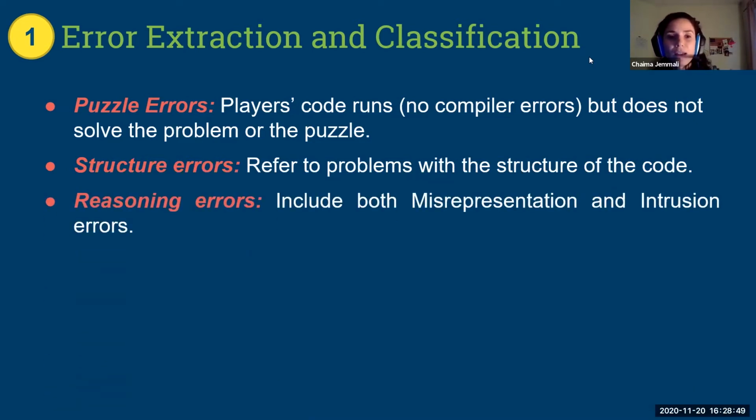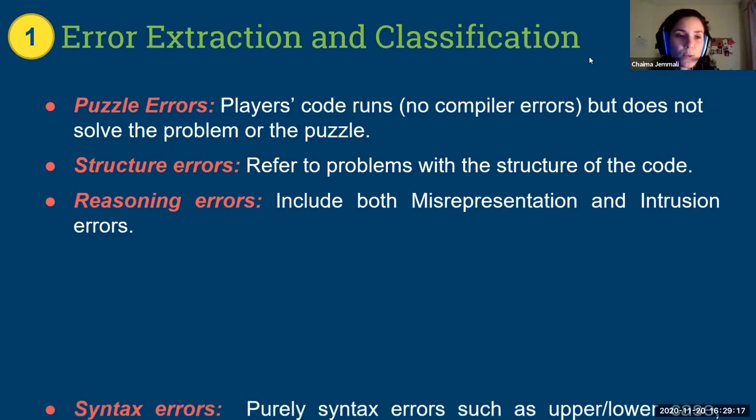And then we have reasoning errors, which include misrepresentation and intrusion. These are very much borrowed from Katz and Anderson's error classification. These are errors where they would use a variable that existed in a previous level, but not in this level, or that exists in the example, but not actually in the level they're trying to solve, or they used code that would work in another programming language, but not in this one.